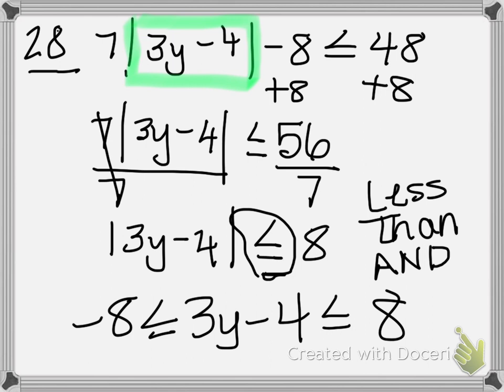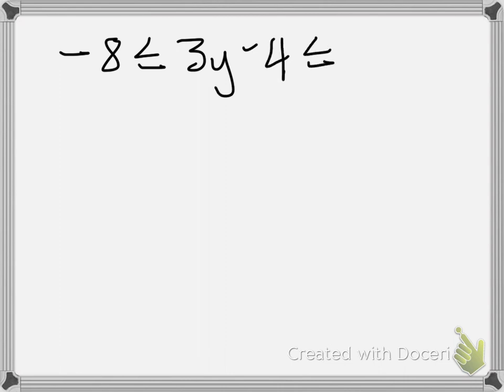And then we have to solve that compound inequality by adding 4 to both sides. I don't know if you know how to do that, but that's a separate issue. I can do this. I think I'll just do it on the next slide. So let's see. What did I have? Negative 8 less than or equal to 3y minus 4 less than or equal to positive 8.